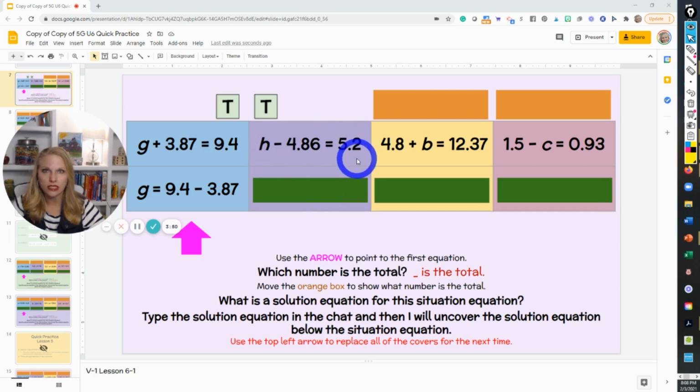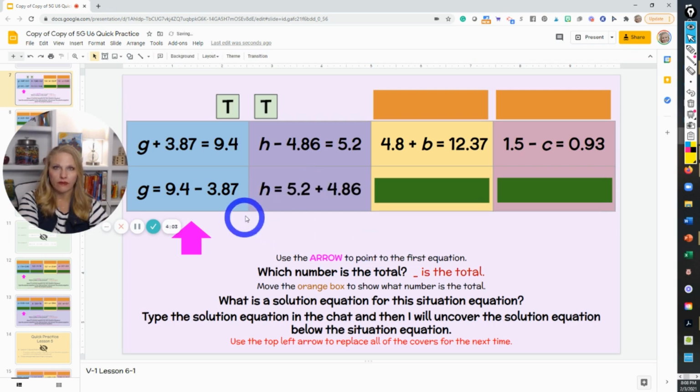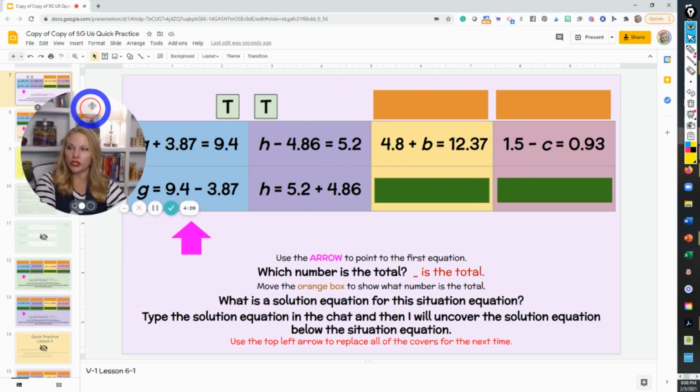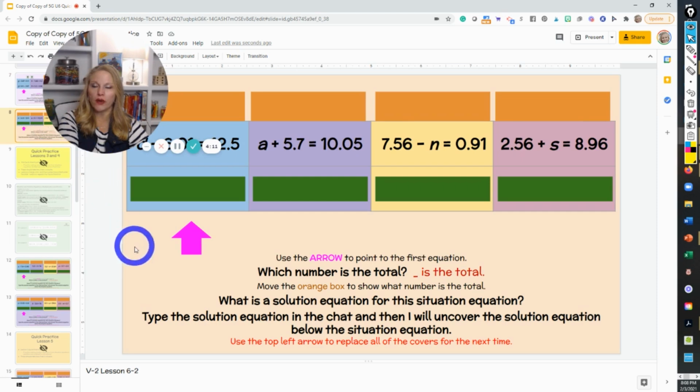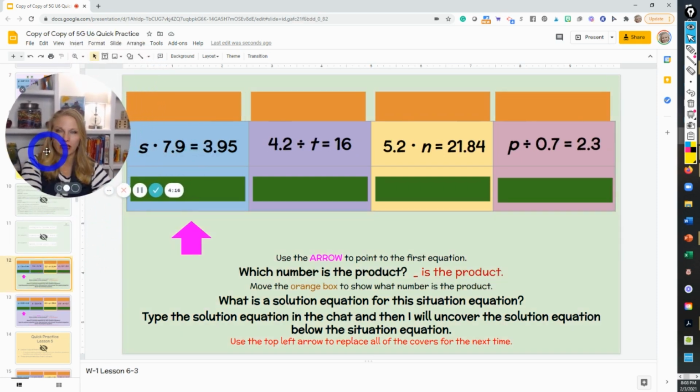Boys and girls, this is the situation equation. What is the solution equation? Think about it. Class, H equals 5 and 2/10 plus 4 and 86/100. Are we right? We're right. Boys and girls, read it with me. And you would continue in this fashion. Then as you keep going, you're going to see, let's see if we move up here, you have more addition, subtraction, remembering where that total's at. You'd be using math mountains.